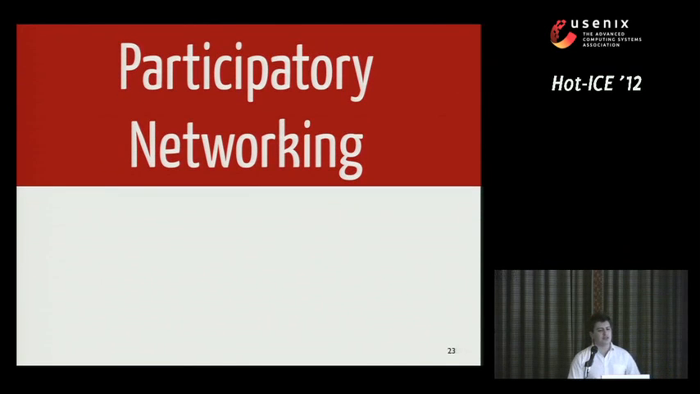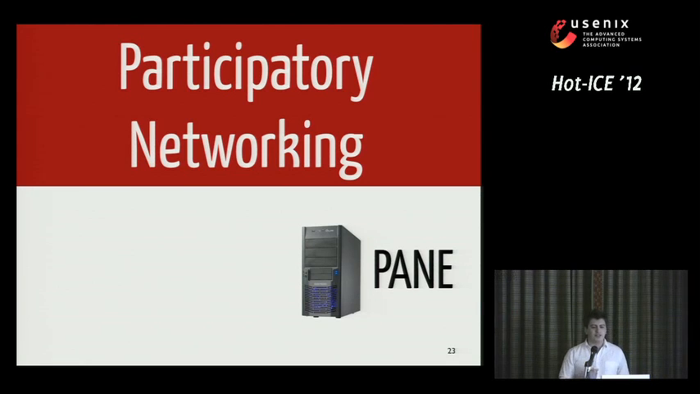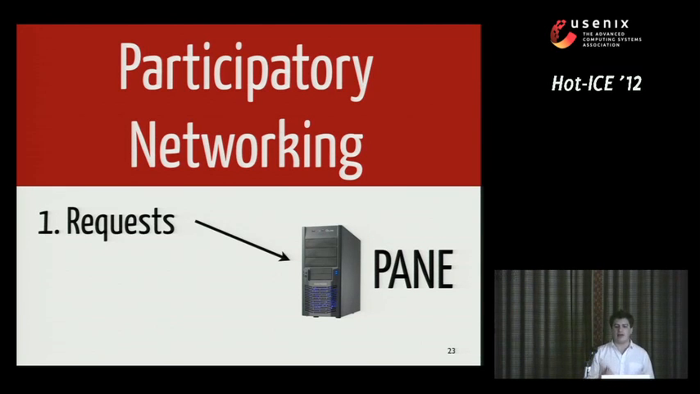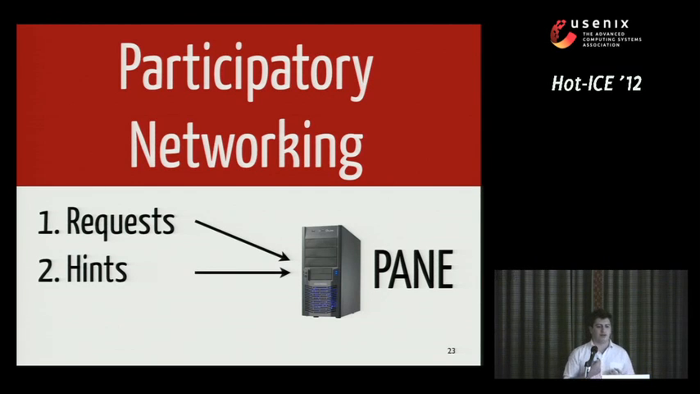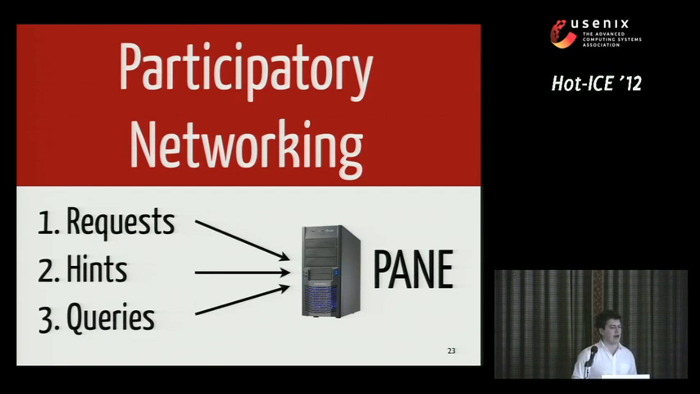In our prototype, users, their hosts, and their applications send 3 types of messages to a logically centralized controller, which we call pane. The first are requests for resources, such as guaranteed bandwidth, latency, path properties, or access control. And the second are hints about future traffic. And the third are queries for current or future properties of the network. The pane controller serves as an arbiter for conflicting proposals and ultimately performs the requested reconfigurations.